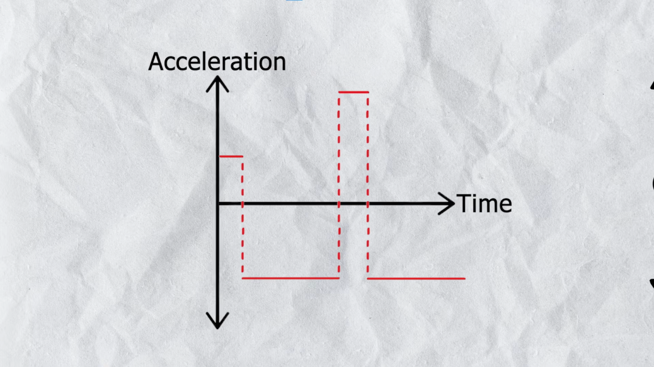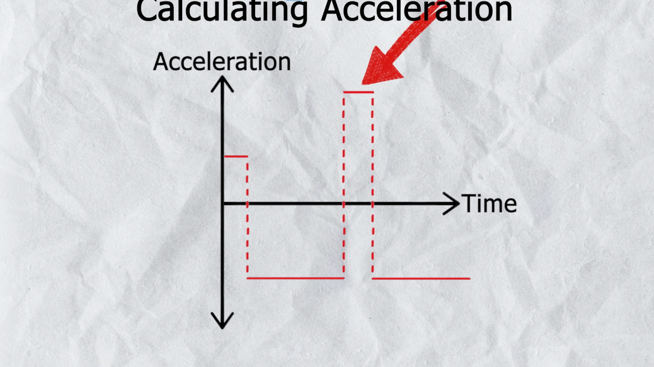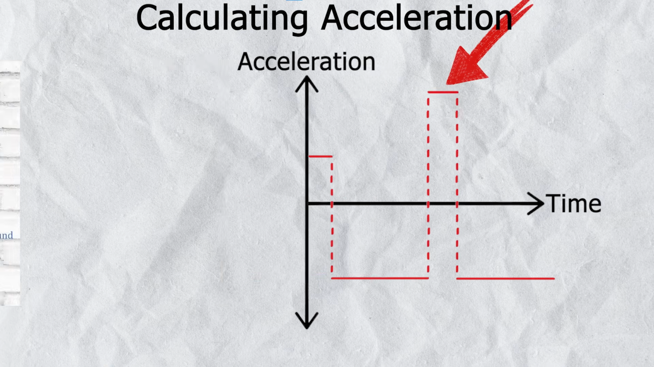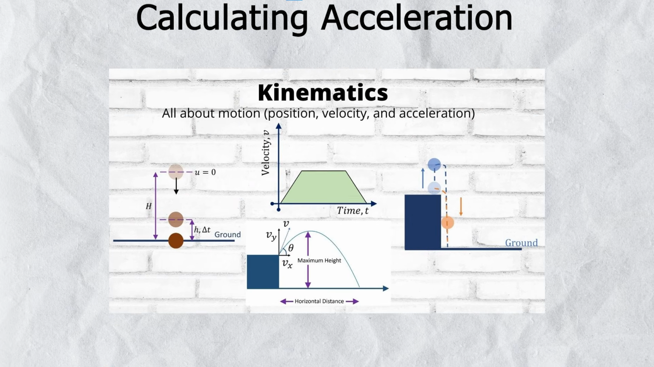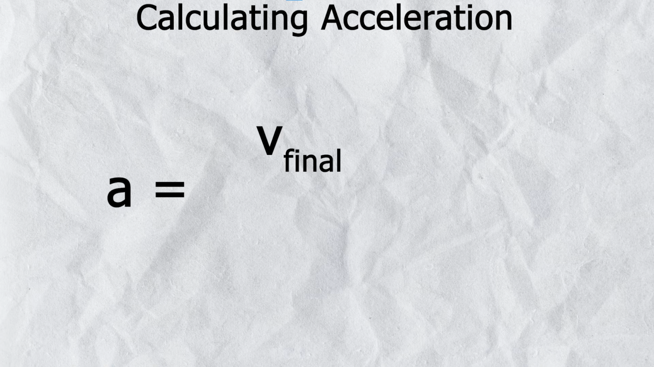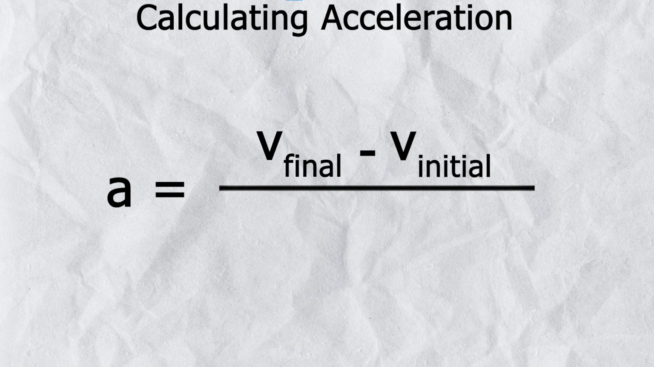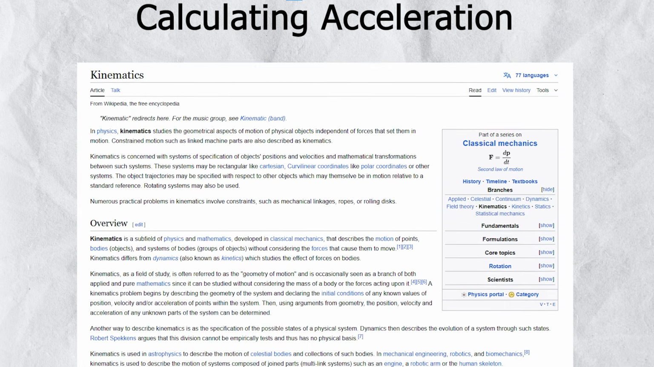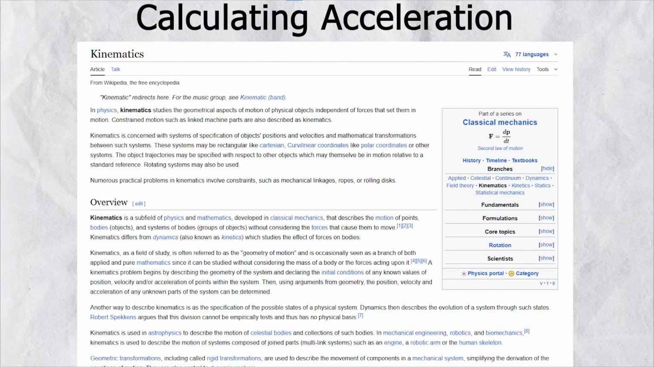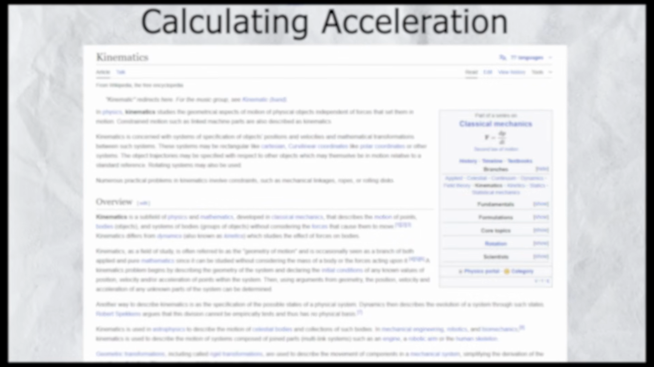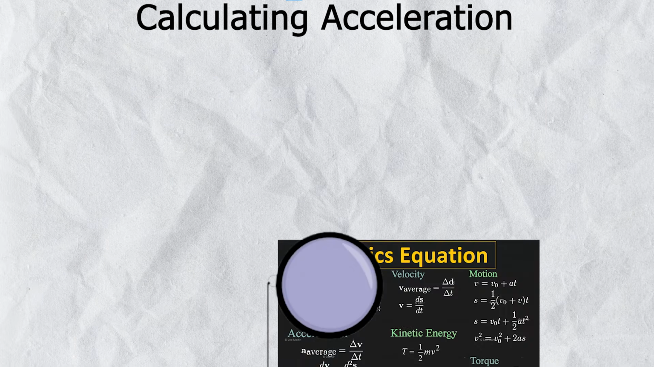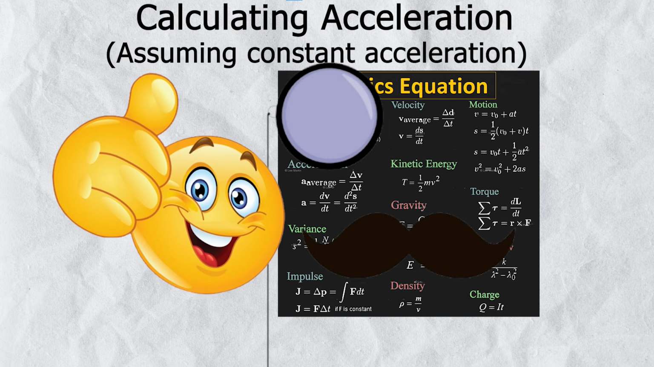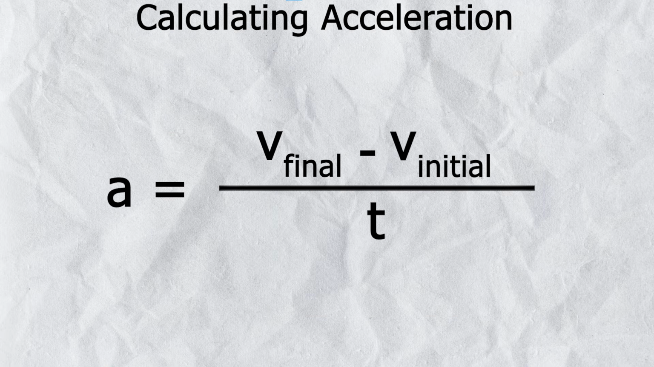Alright, continuing from the gravitational force, what we now need to find is this, the total upwards acceleration. One of the kinematics equations for linear motion is acceleration equals the final velocity minus the initial velocity, all divided by time. If you don't know what kinematics equations are, they're equations regarding the geometrical aspects of motion of physical objects independent of forces that set them in motion. Constrained motion such as linked machine parts. Basically, they're fancy physics equations that are always true, and we'll be using this one to find the total upwards acceleration.